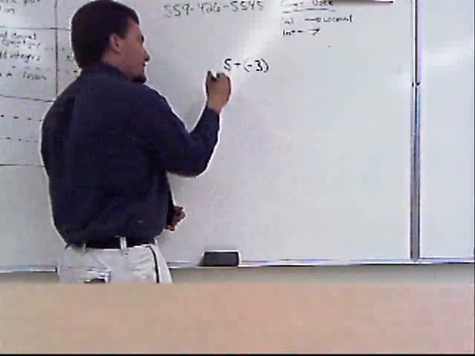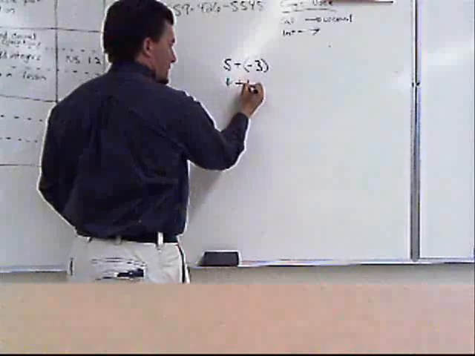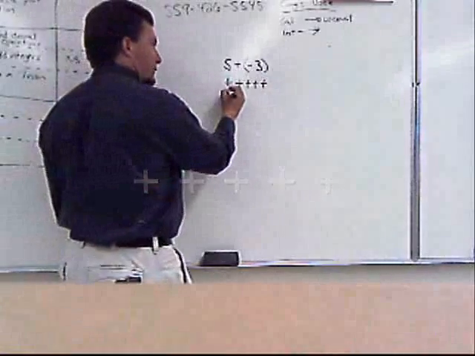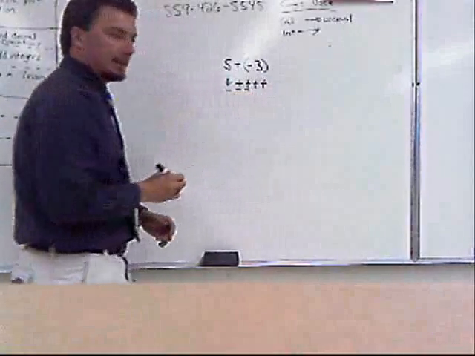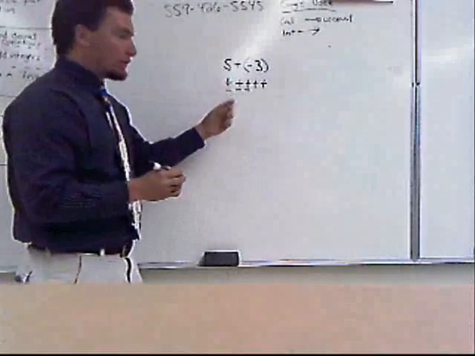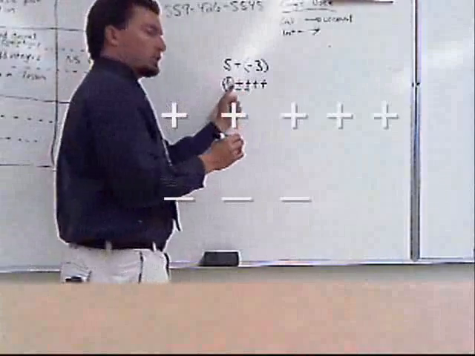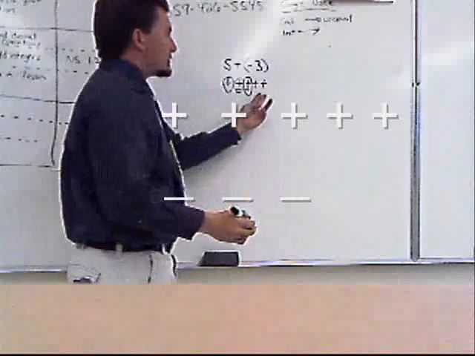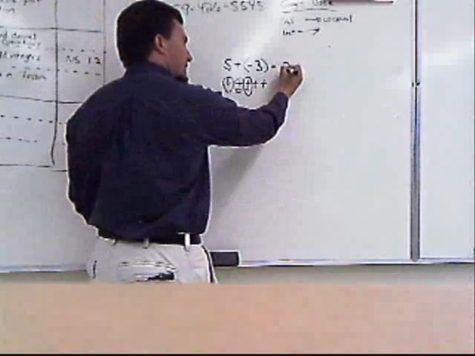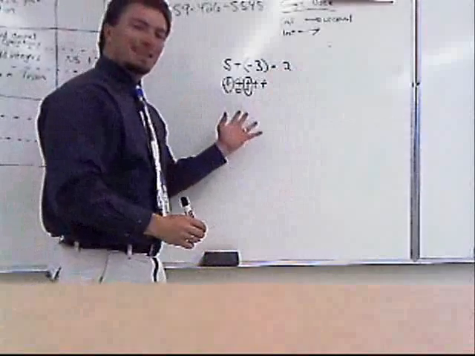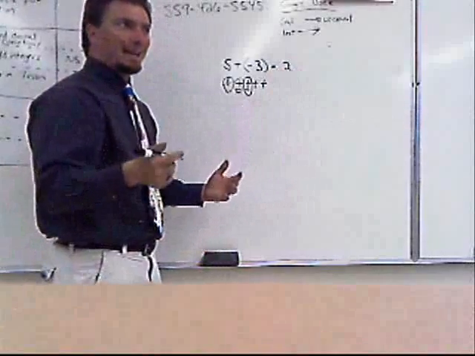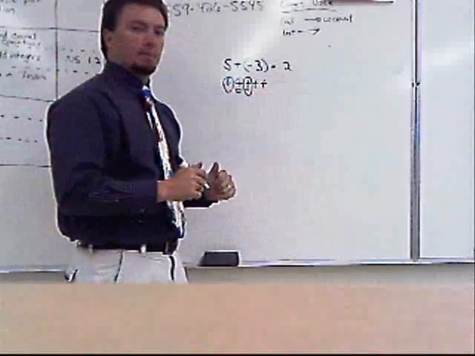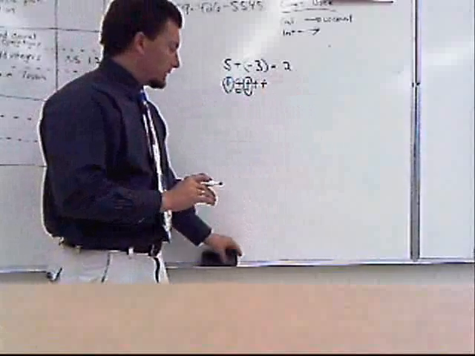So if we understand that this 5 is 1, 2, 3, 4, 5 positive, and this negative 3 is 3 negative, we now can easily see that that's a plus 1 minus 1, which is 0. A plus 1 minus 1, which is 0. A plus 1 minus 1, which is 0. We have 2 left over. So that's going to equal a positive 2. So you can see with addition, it doesn't matter if you have a positive and a negative as much as what you have more of. Do you have more positives or more negatives? Okay, so that's the big concept.